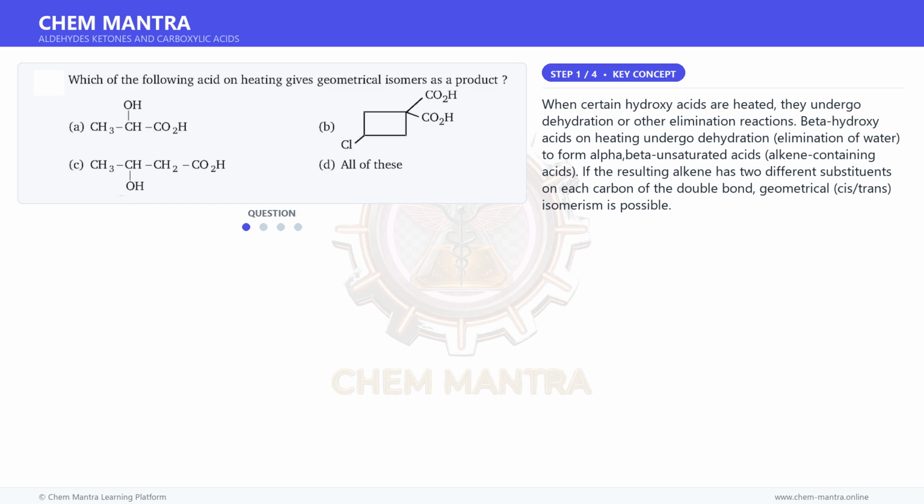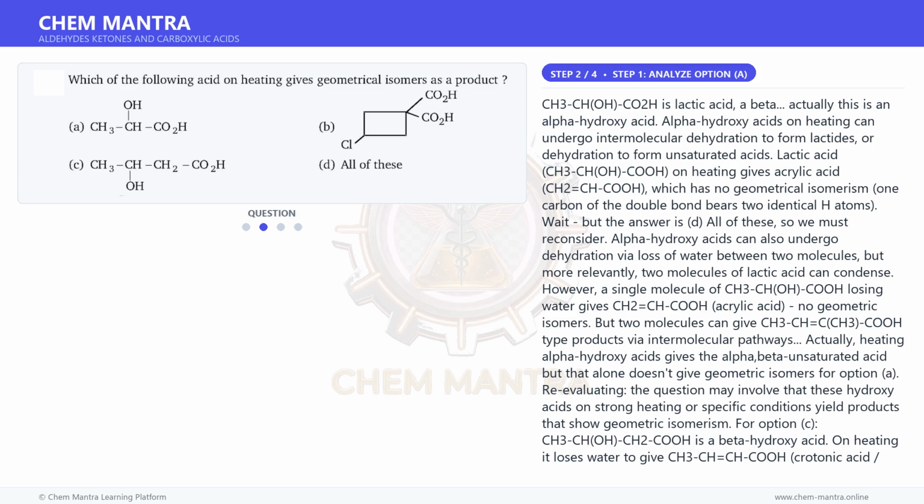When certain hydroxy acids are heated, they undergo dehydration or other elimination reactions. Beta-hydroxy acids on heating undergo dehydration, elimination of water to form alpha-beta unsaturated acids, alkene-containing acids. If the resulting alkene has two different substituents on each carbon of the double bond, geometrical cis-trans isomerism is possible. Moving on to the next step.